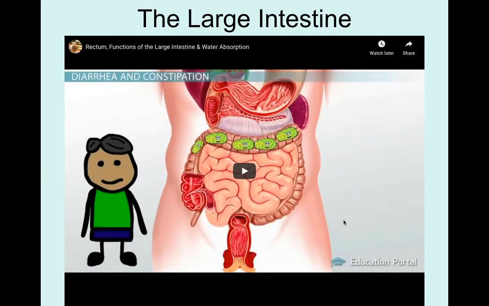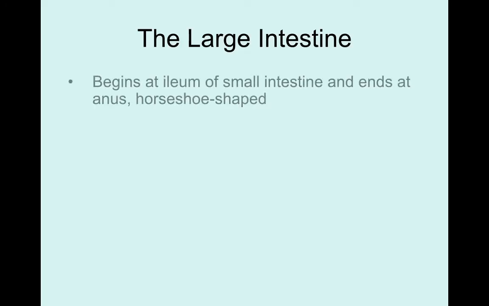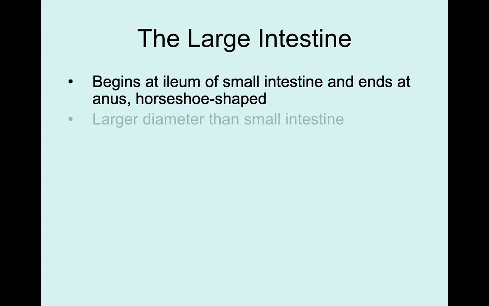Okay, the last part of the digestive system we need to talk about is the large intestine. Again, watch this video. It will give you some really good information about the structure and function of the large intestine. The large intestine begins at the end of the ileum of the small intestine and ends at the anus. It is roughly horseshoe shaped.